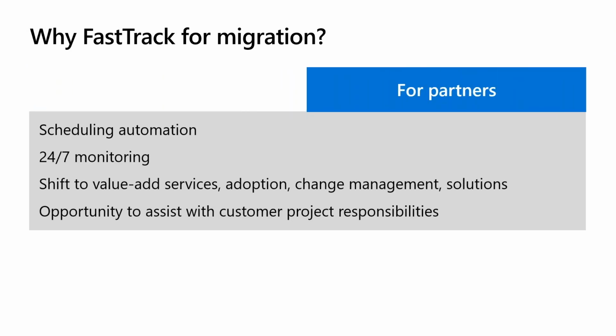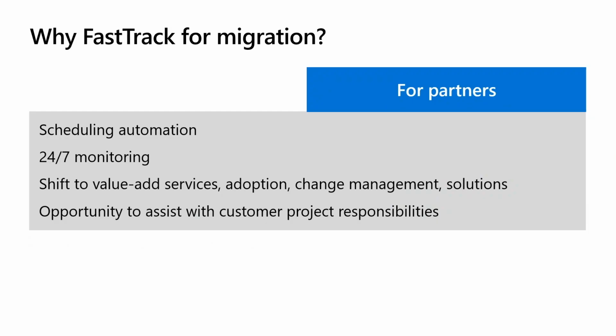What if you're a partner? How can the FastTrack benefit help you? Partners also get the same benefits that customers do: 24/7 by 365 expert guidance, monitoring, and support. You and your customer can then focus project investments on additional value-add services, such as on-site support, adoption, change management, and solution development. The FastTrack benefit and process includes a number of customer responsibilities, including program management, scheduling, and prerequisite administration, which is another great area where partners can build a solution offering based on the FastTrack benefit.